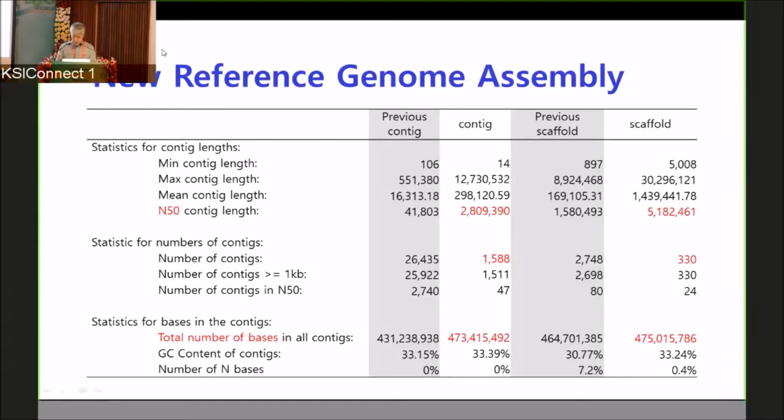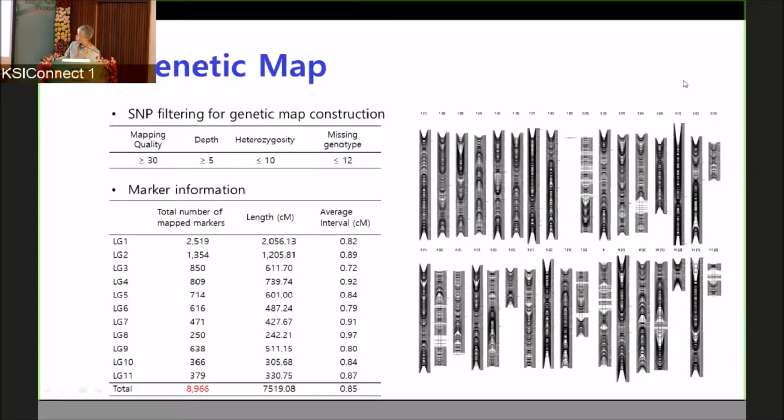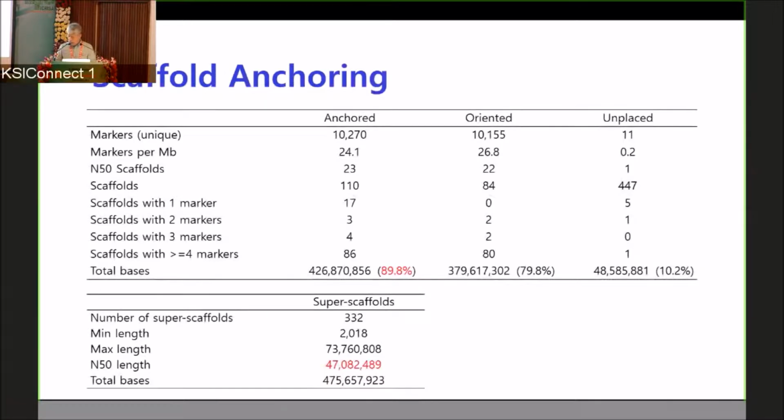to 473 megabase. And as you see here, for the genetic map, using resequencing data we were able to map about 9,000 SNP markers for the mungbean genome, a fully saturated map in mungbean crops. And just briefly, the N50 length of the super scaffold is about 47 megabase. This is much improved by this study.